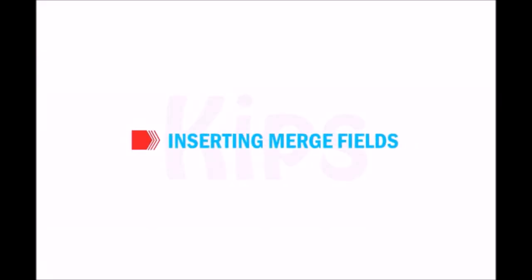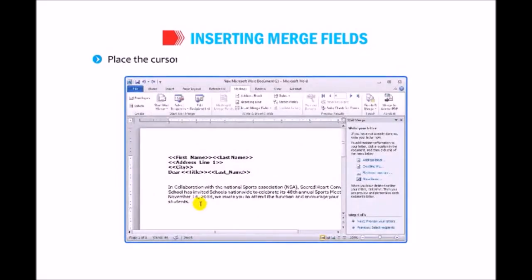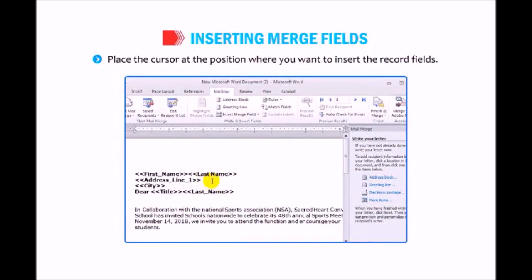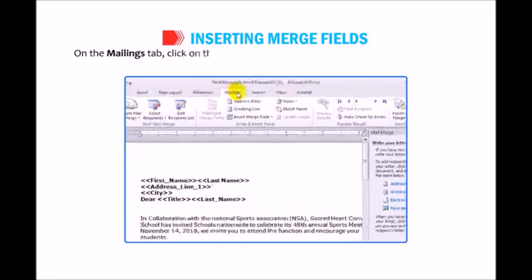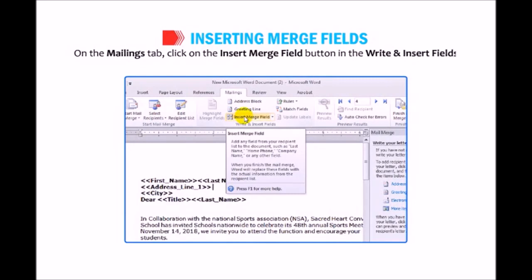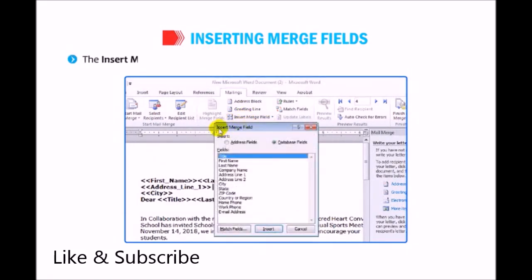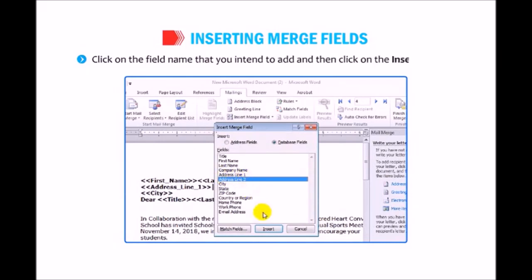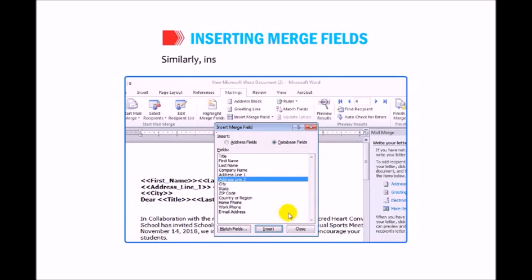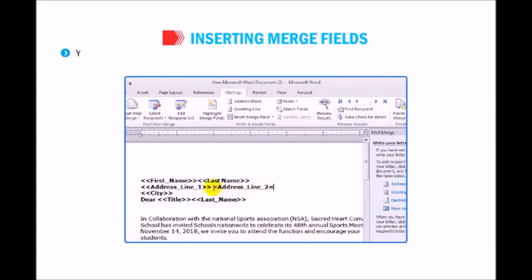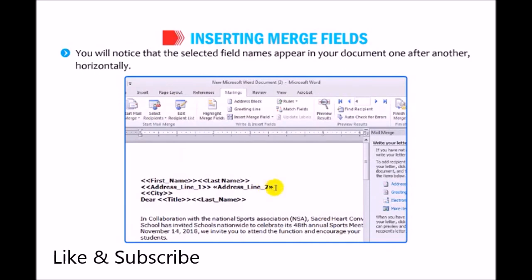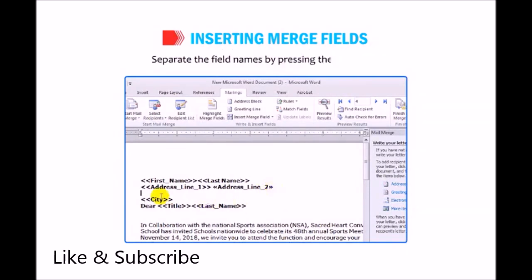Now let us learn how to insert merge fields. Place the cursor at the position where you want to insert the record fields. On the Mailings tab, click on the Insert Merge Field button in the Write and Insert Fields group. The Insert Merge Field dialog box appears with a list of field names you have created. Click on the field name that you intend to add and then click on the Insert button. Similarly, insert other fields into the document. Click on the Close button. You will notice that the selected field names appear in your document one after another horizontally. Separate the field names by pressing the Enter key.